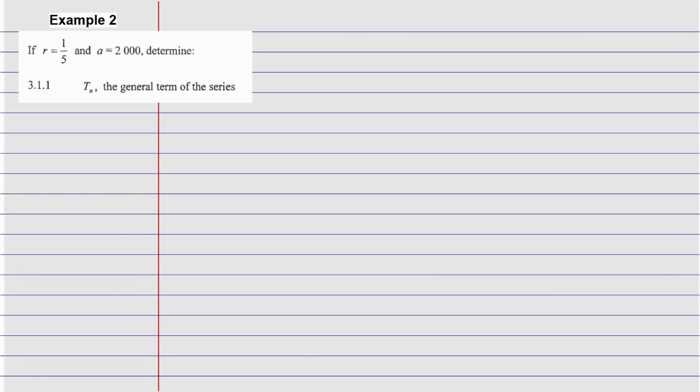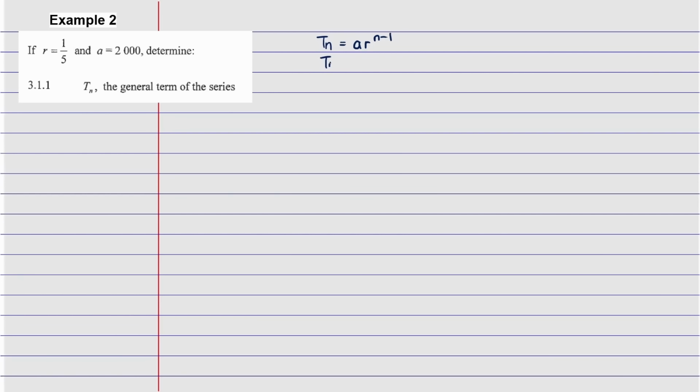So now let's look at example 2. It says if R is equal to 1 over 5 and A is equal to 2000, determine Tn. This one is very simple because they gave us R and A. So we know the formula for Tn is A times R to the power n minus 1, right?